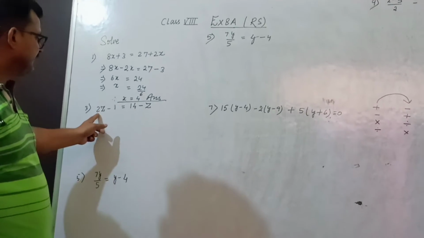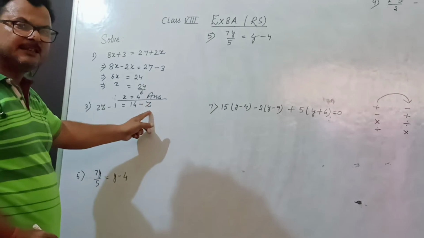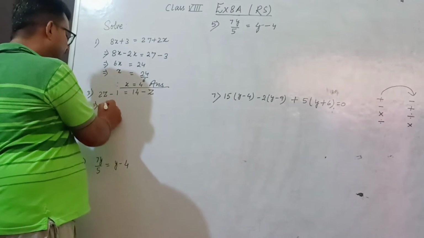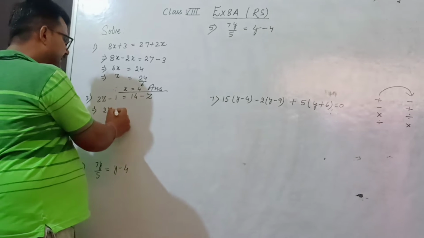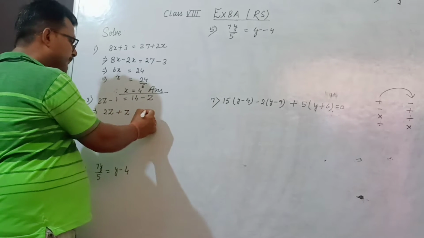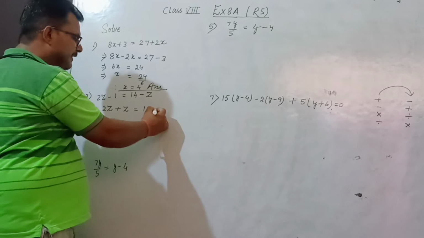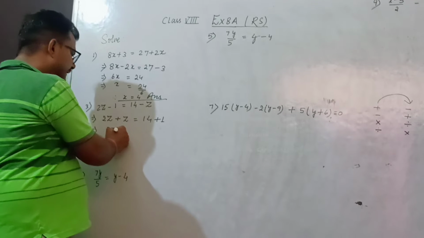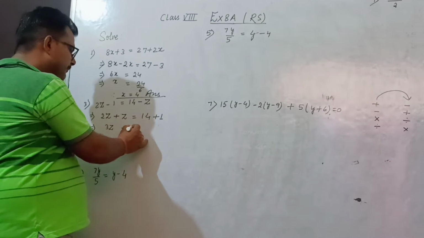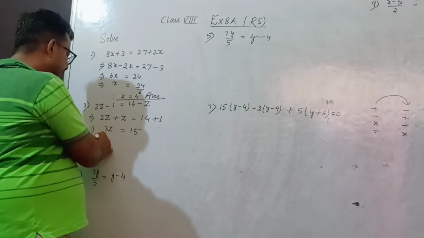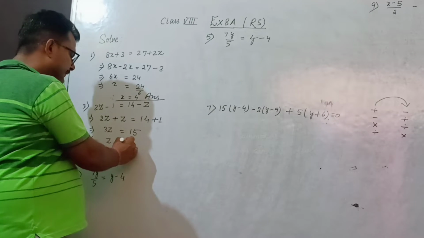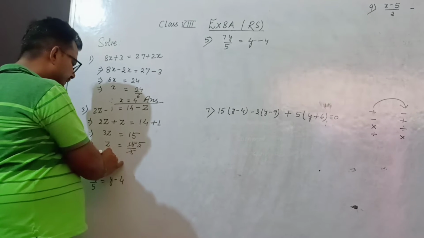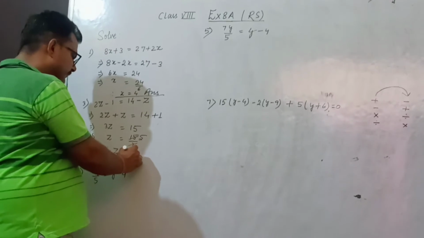Same question, see here 2z, here minus z. The z will be transposed from right to left. Here 2z will be written as it is, and here minus becomes plus this side. Here 14 is already there, minus 1 will be transposed, it becomes plus 1. Now 2 plus 1 will be 3z and 14 plus 1 will be 15. 3 is multiplying here, that side 3 will divide, and it will be 5. It means z is equal to what? 5. Answer.